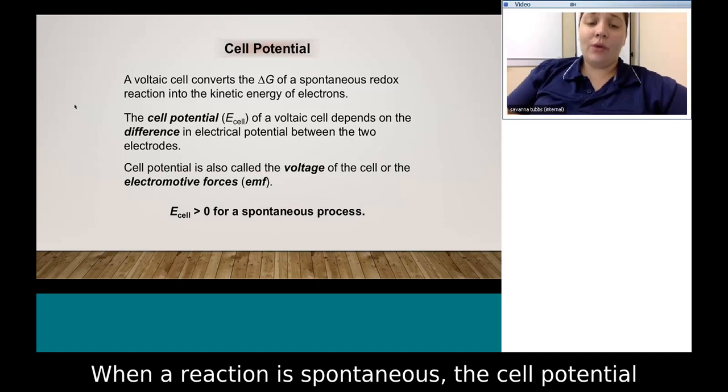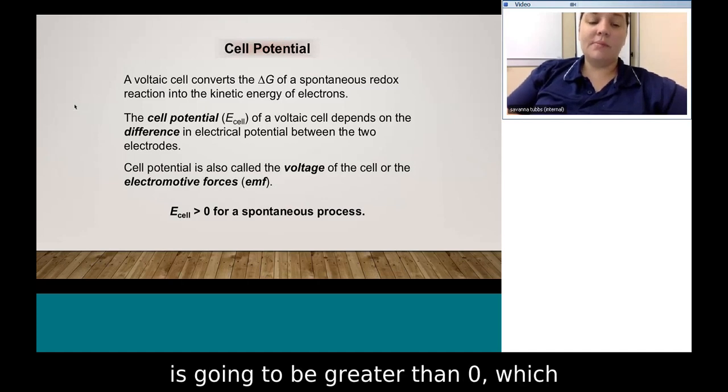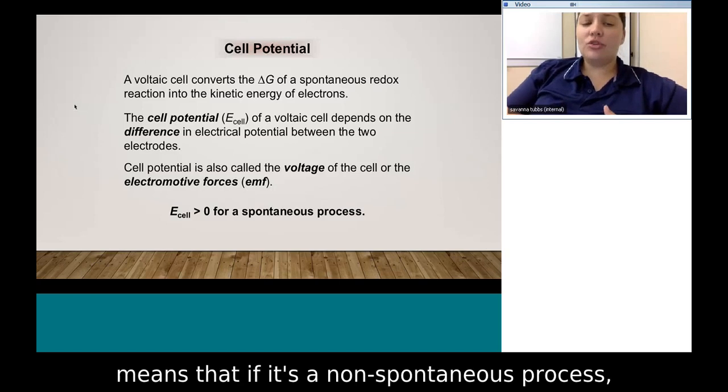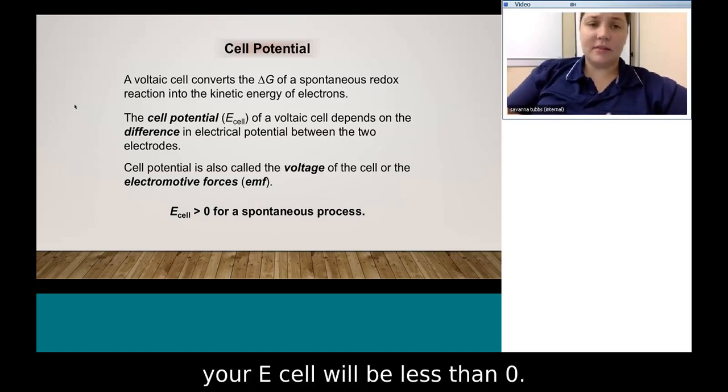When a reaction is spontaneous, the cell potential is going to be greater than 0, which means that if it's a non-spontaneous process, your E cell will be less than 0.